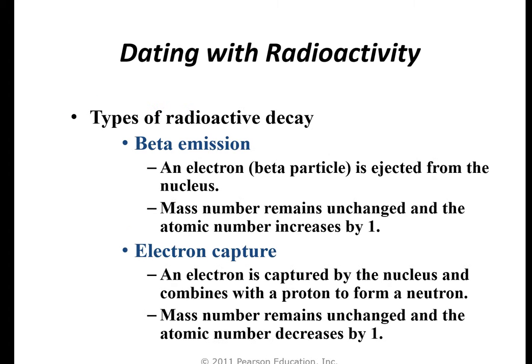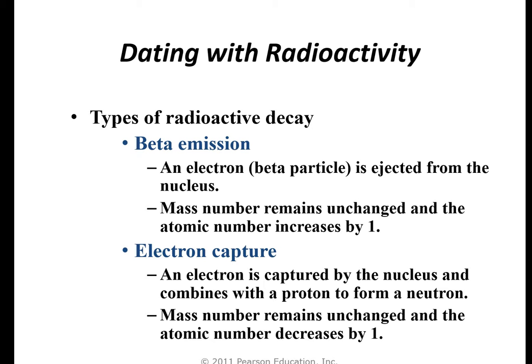That's alpha emission. We have beta emission. An electron, a beta particle, is ejected from the nucleus. The mass number remains unchanged. We did not change the protons or neutrons. And the atomic number increases by 1.